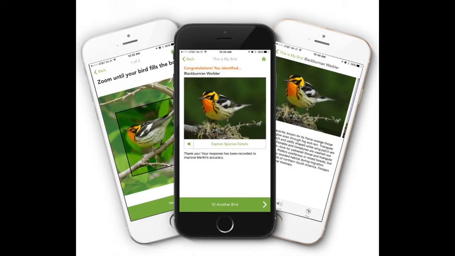If you like birds, I highly recommend the Merlin Bird ID app. You can just enter the colors you see on the bird and the size, what it's doing, and it will create a list of possible birds based on the area that you're in.